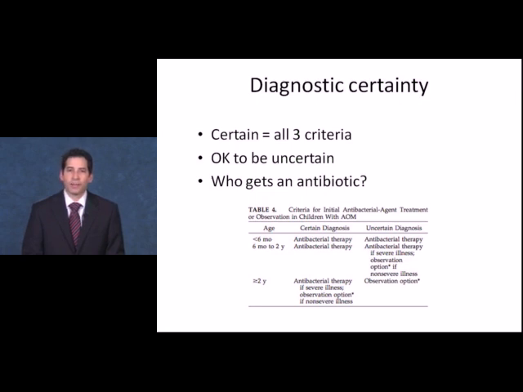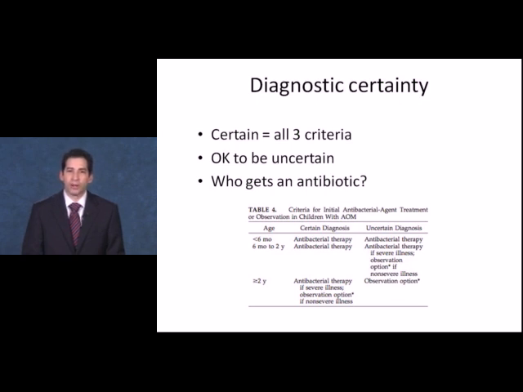The recommendations for who should get an antibiotic are divided into certain diagnosis and uncertain diagnosis, and categorized by age. For children under 6 months, where it is suspected that there is otitis media, whether or not the diagnosis is certain, these patients should be treated with antibiotics.